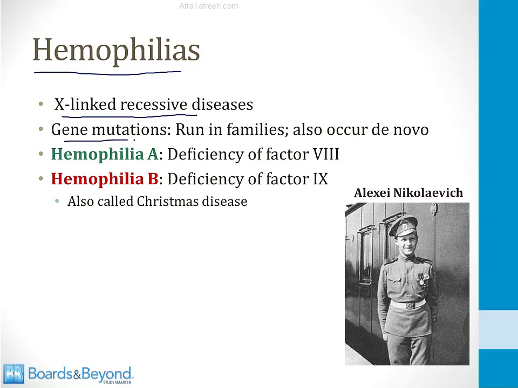They result from gene mutations that often run in families, although you should know that they can occur de novo. So the absence of a family history of hemophilia or bleeding does not rule out a hemophilia disorder. There are two common hemophilias. The first one's called hemophilia A.